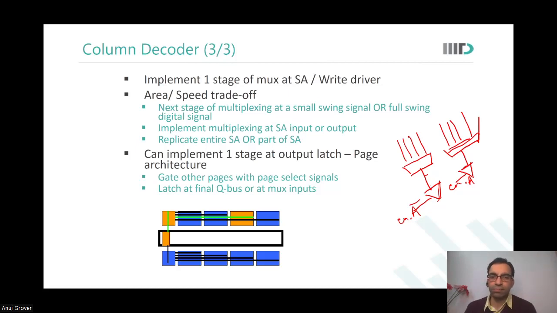Sir, but how am I paying the area penalty? Performance has improved. You have to add one additional sense amplifier now. So that area is extra. Okay, right. And if you had implemented a mux 8 directly, one sense amplifier would have worked. But now you have 2 sense amplifiers.